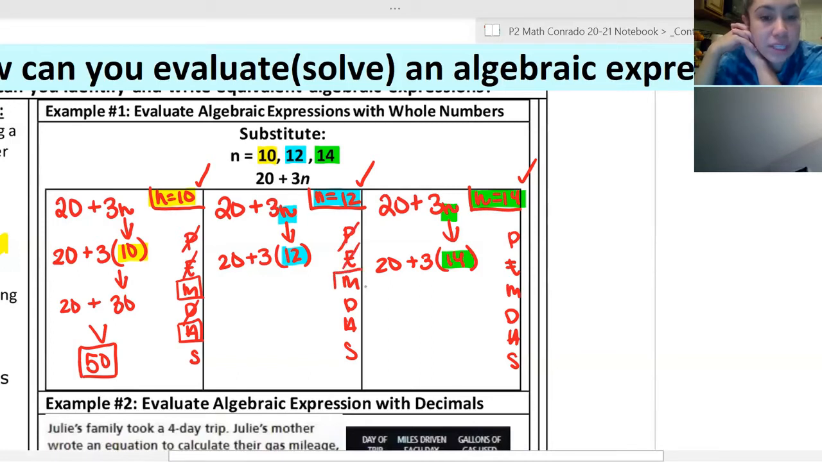We don't have any parentheses with an operation, no exponents. We do have multiplication. 3 times 12 is 36. We rewrite our entire expression. We do have addition, so we add 20 plus 36. This is 56.